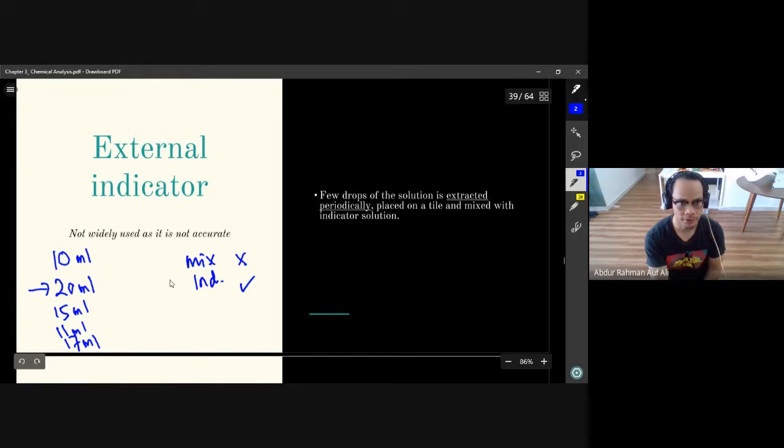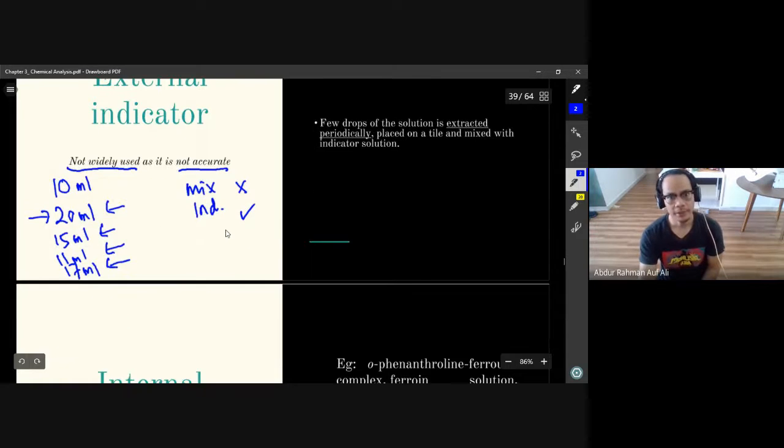So when the color change happens at the time we check, maybe it didn't happen at this point. Maybe it happened at this point. Maybe at this point. There's no way to know for sure unless we repeat the titration, we stop at 11. Is there a color change or not? If not, we stop at 15. Is there a color change or not? So that's why it is not widely used and it's not accurate.